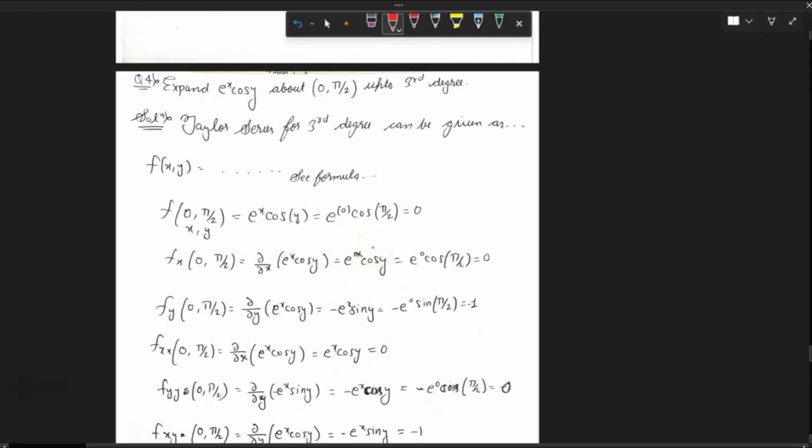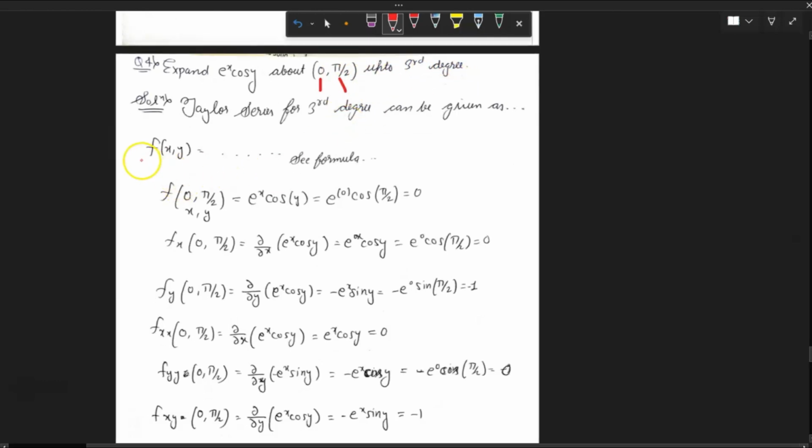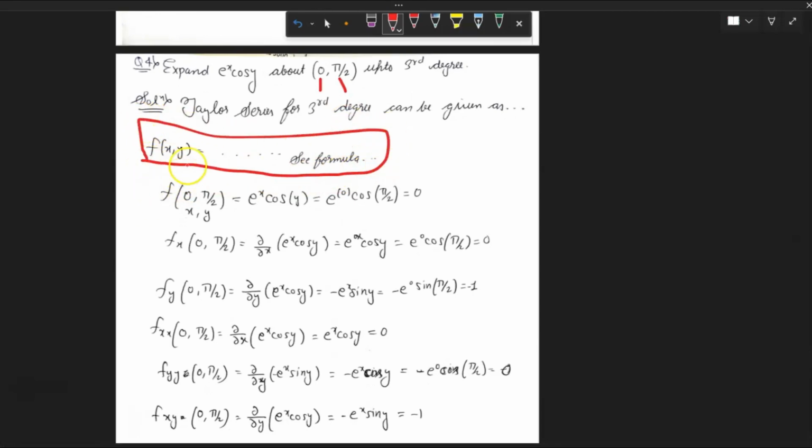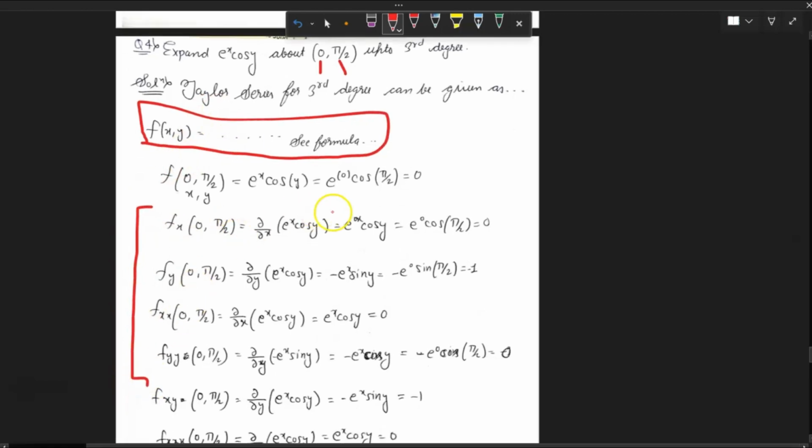Now let's move to the fourth question. You have to expand e raised power x cos y about 0 and pi by 2. The value of x or a is 0, the value of y or b is pi by 2. Okay, up to third degree term. So first write the third degree term of Taylor series, and then individually you solve all the partial differentiations. Okay, so you will get all the results.